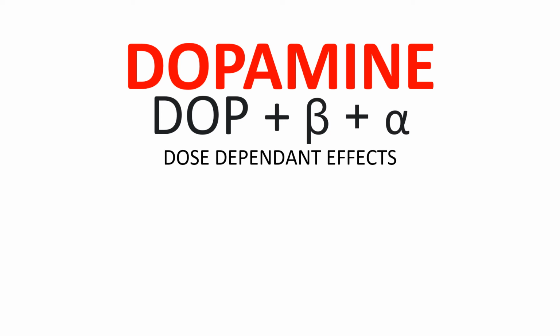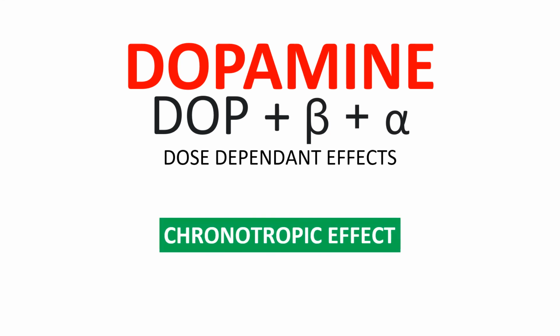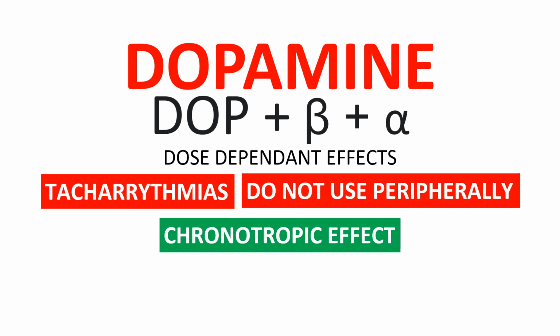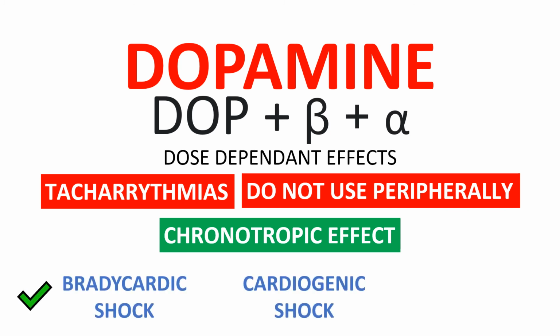This does make it very hard to titrate because you really don't know what function dopamine is serving for your patient. It does have a chronotropic effect, and that is helpful in patients who are bradycardic, but it does put them at risk for tachyarrhythmias. There is also no antidote for dopamine if it extravasates, and so I would recommend against the use of peripheral dopamine. It is a good medicine to use in bradycardic shock and cardiogenic shock.